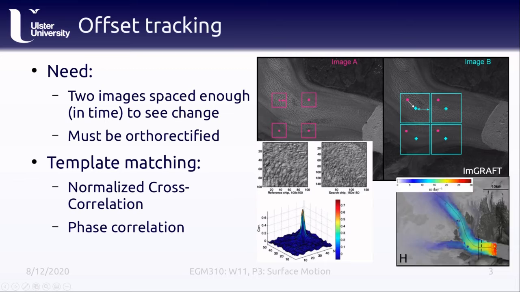By doing this in a semi-regular grid in the image, we can estimate the displacement field of the image. This example, taken from the ImGraph software, shows the velocity of Helheim Glacier in Greenland.